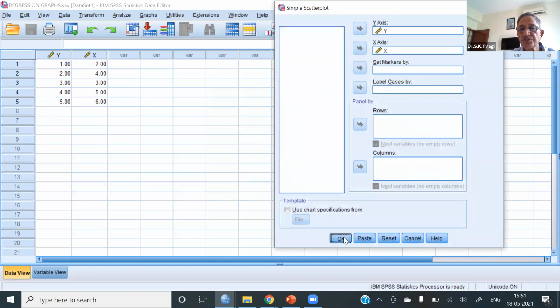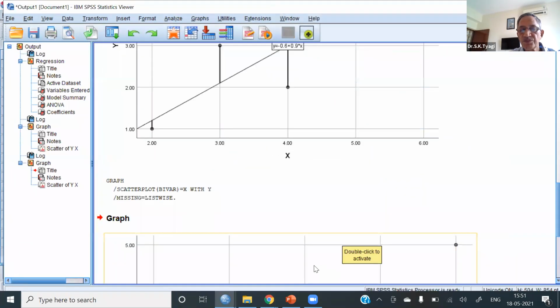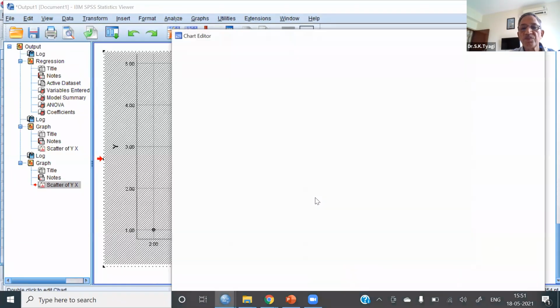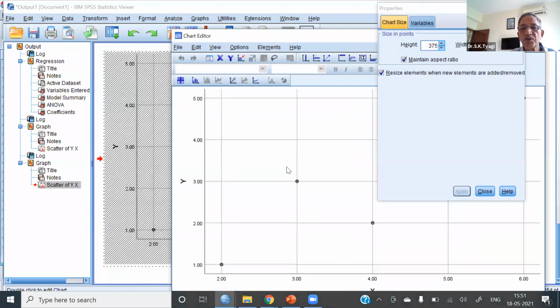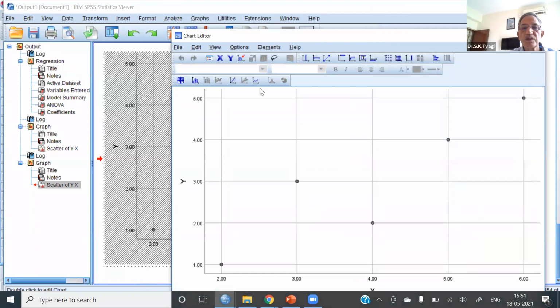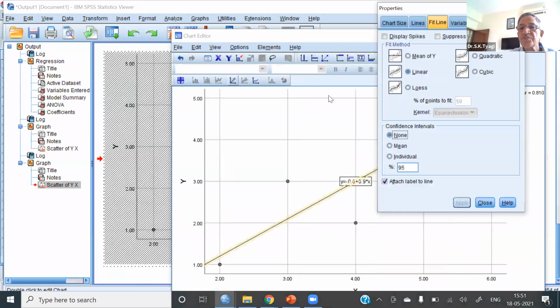Okay. We get this graph. Now, how to show the line? Just fit this line. Okay, and now click at this mean of y and display spikes. Apply.